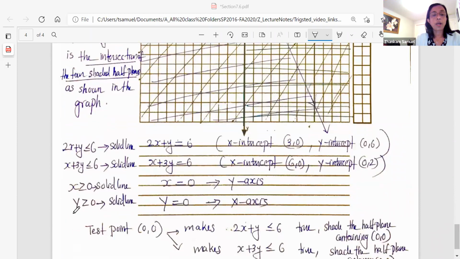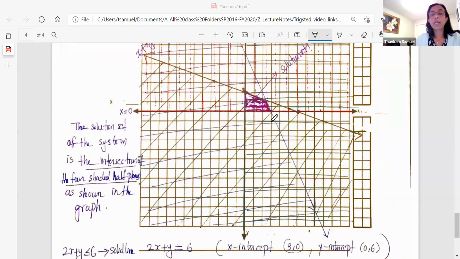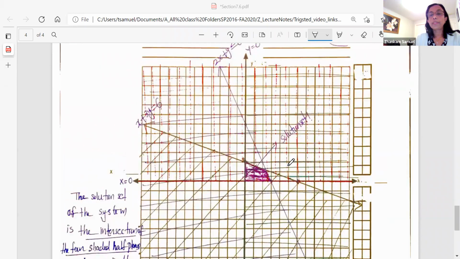The next inequality is y greater than or equal to 0. It's again a solid line, and replace the inequality by an equal sign, y equals 0. So we know that it's the equation of the x-axis. So y greater than or equal to 0, so darken this x-axis. Y greater than or equal to 0 means it is above the x-axis. It contains these points also, right? It's a solid line, so all the points above this x-axis, including this x-axis.